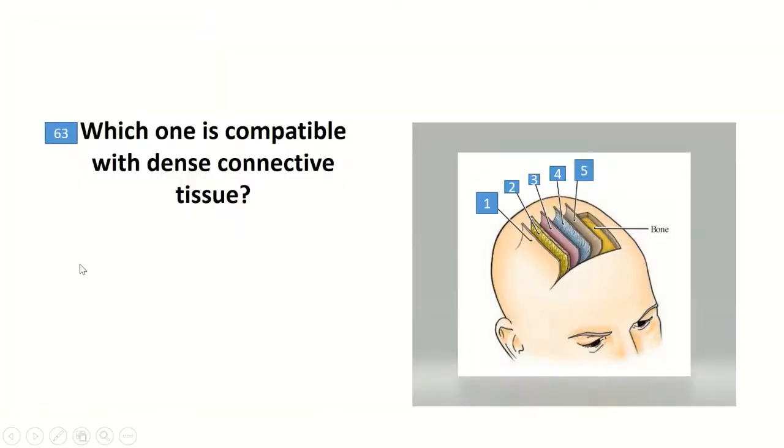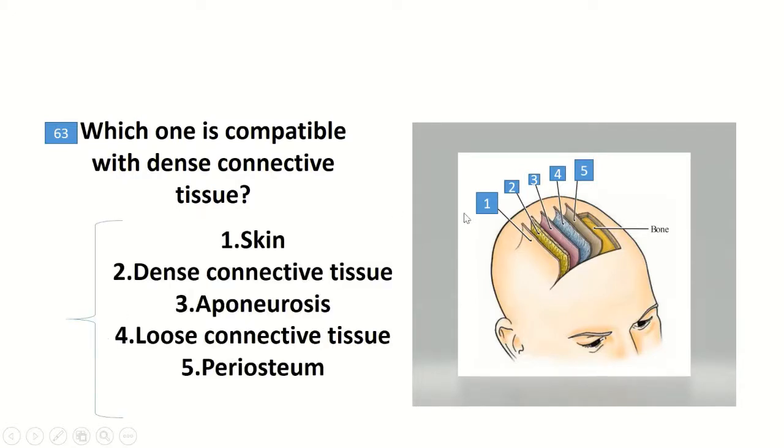Question 63. Which one is compatible with dense connective tissue? As you see here, in the next slide, we have one, skin; two, dense connective tissue; three, aponeurosis; four, loose connective tissue; and five, periosteum. So the correct answer is two. Dense connective tissue is closer to the skin, and loose connective tissue is closer to the periosteum.